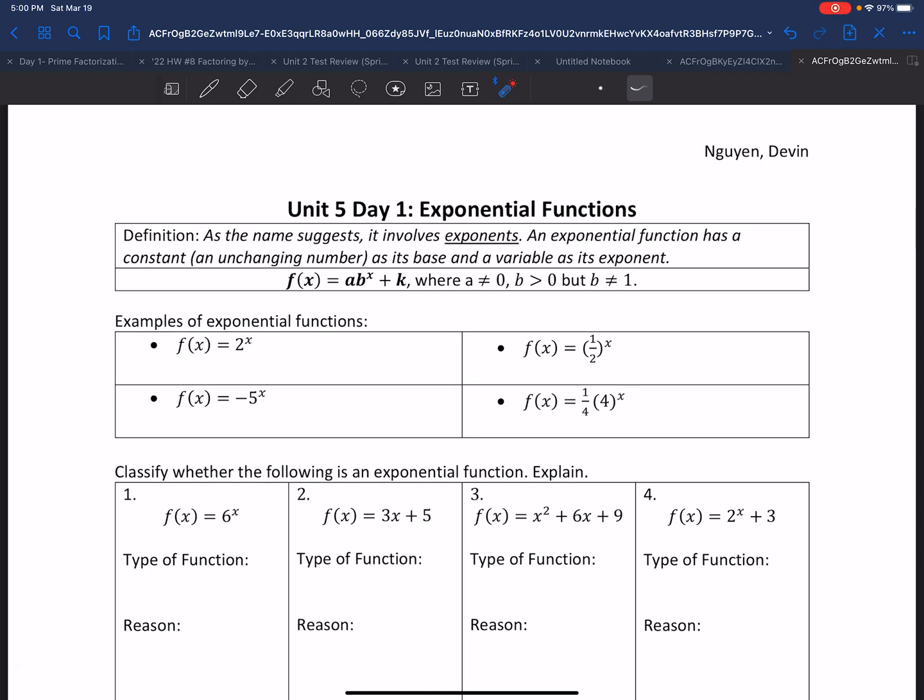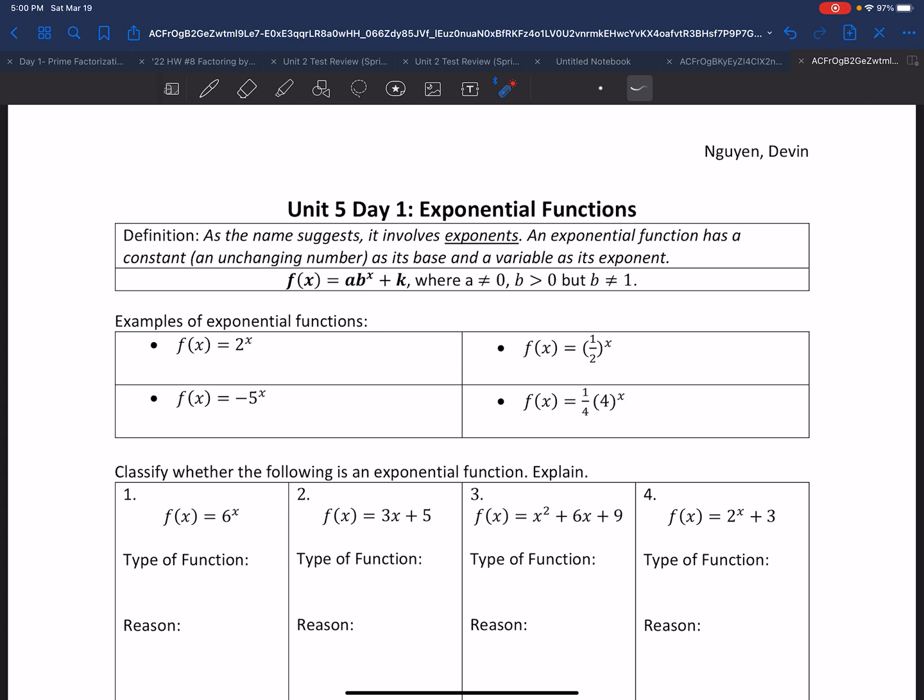Alrighty, welcome back. Let's talk about exponential functions. An exponential function has a constant or an unchanging number as its base and a variable as its exponent. So it is in the form f of x is equal to a times b to the x power plus k, where a is not 0, but b is greater than 0, but it cannot be equal to 1.